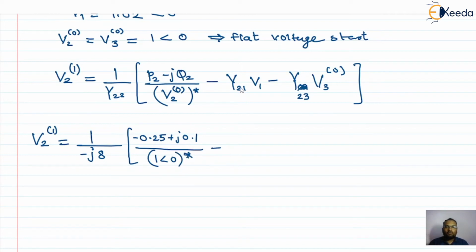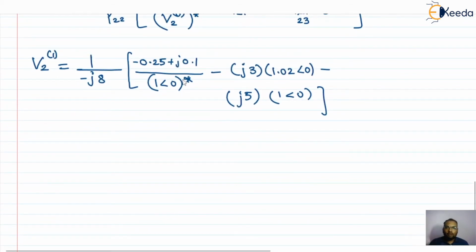Then minus Y21. Minus Y21 is J3, and this V1 is nothing but 1.02 to the angle 0 degree. Then we have this minus 2J, minus Y23. Its value, I'll write these terms here, is J5. And this V3 naught, we know it is 1 to the angle 0 degree. If we solve this, just convert this polar into the rectangular form and do these calculations.